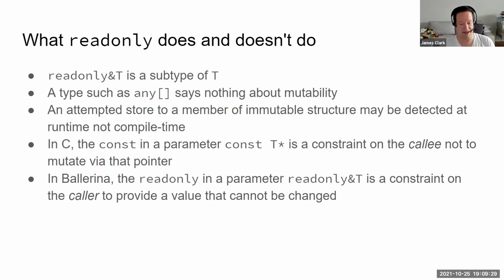Suppose in C, I have a parameter type, const T star. What that is saying is it's telling the callee, you are not allowed to mutate stuff via that pointer. The read-only is working the other way around. Read-only in Ballerina, if I say a parameter is read-only T, it's saying that the caller must provide an immutable value. So it's a constraint on the caller. They have to do something extra, not a constraint on the callee. So it's not the same thing as const T star, and it's trying to solve a different problem.